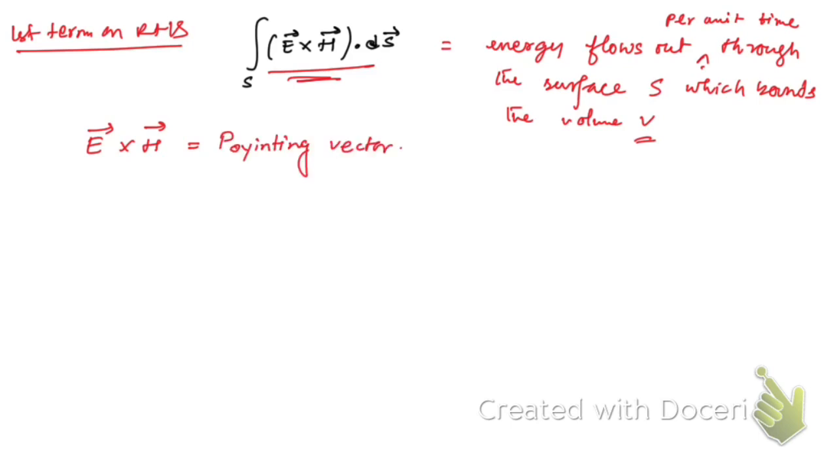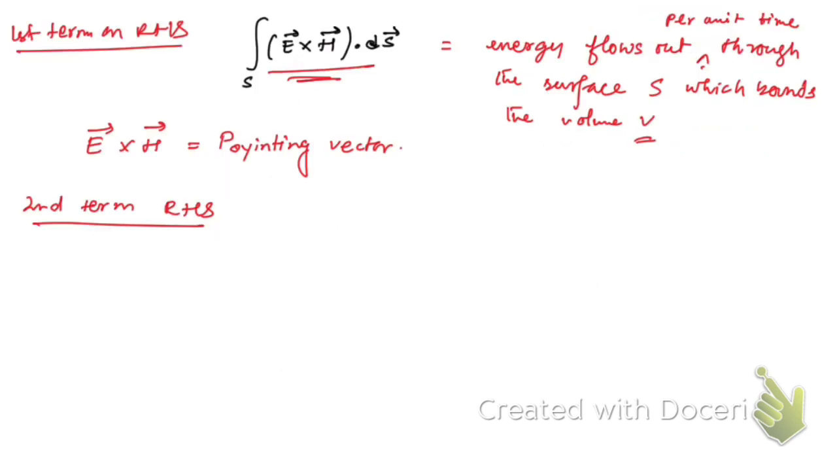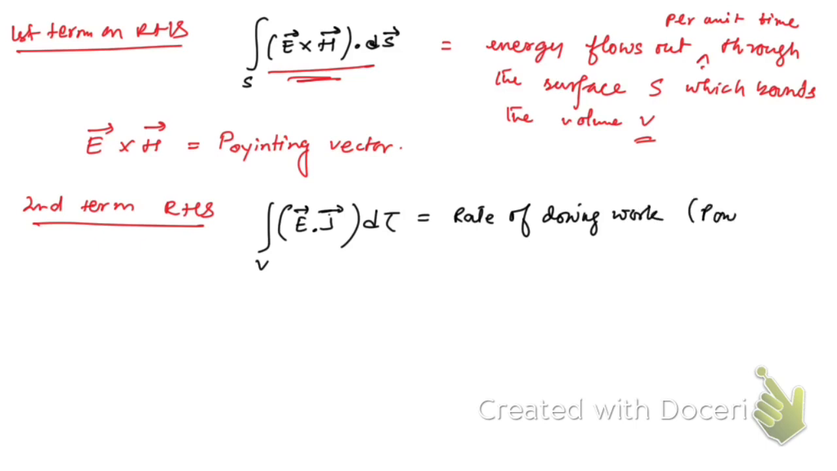And this second term on the right hand side of equation number 7, the volume integral of E dot J d tau, is nothing but the rate of doing work, or you can say power.